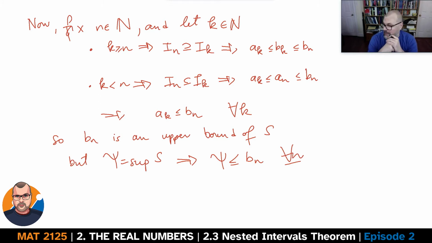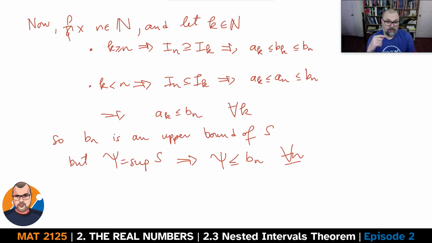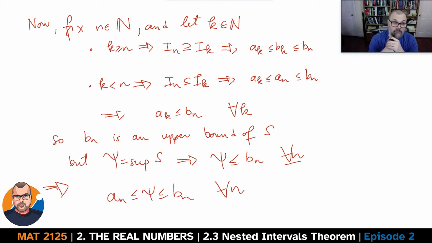So on the one hand, we have that An is smaller than psi, something we showed here. On the other hand, we have that psi is smaller than Bn for all n. So what this means, combined with the previous slide, is that psi, the supremum of the set S, the supremum of all the lower ends of the intervals, is contained between An and Bn.